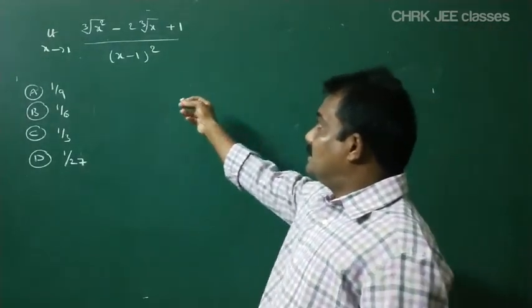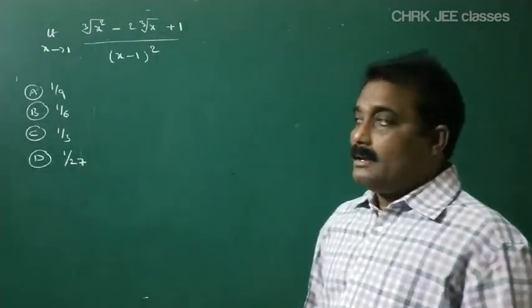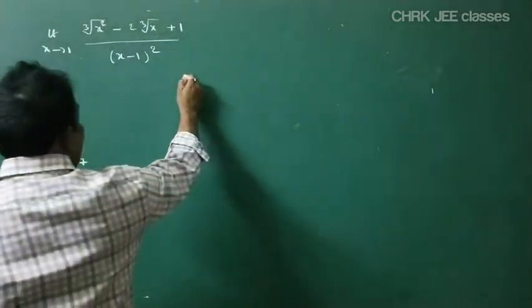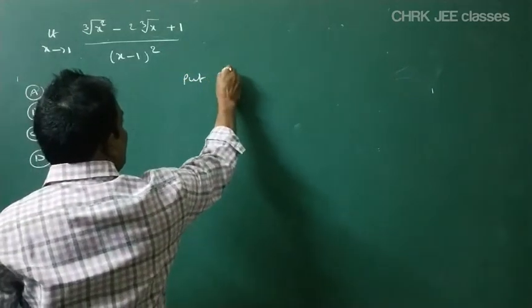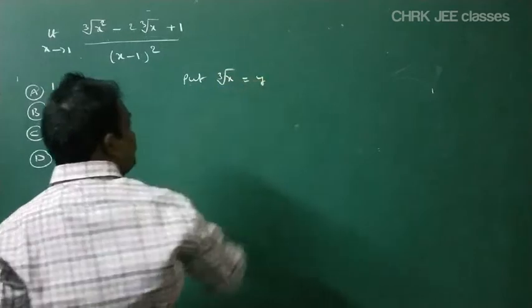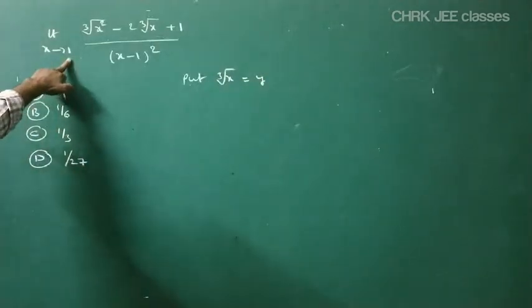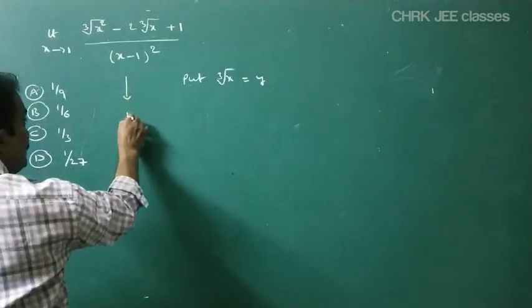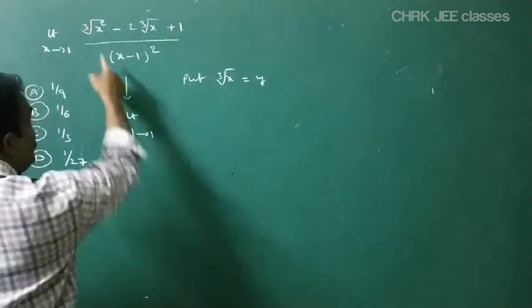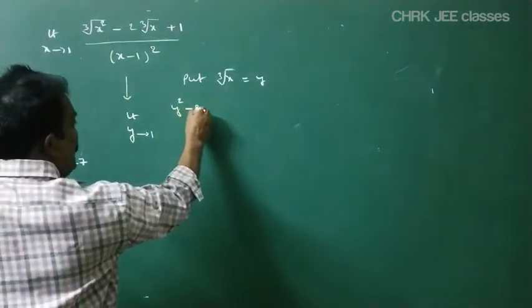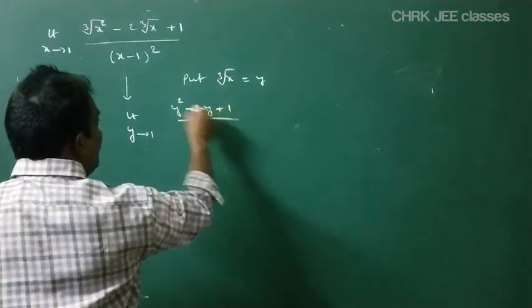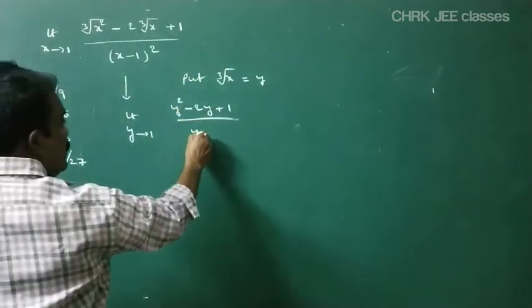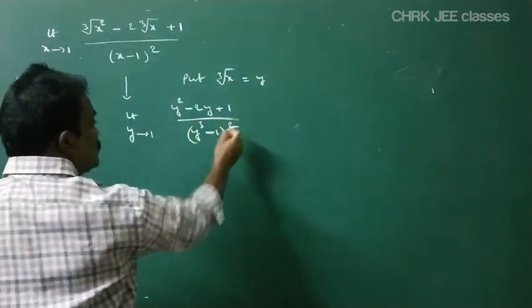Generally we are doing these sums by L'Hospital's rule, but here I am explaining in another way. For that I am taking cube root of x as y. If x tends to 1, y also tends to 1. So this becomes limit y tends to 1, y square minus 2y plus 1 by, since cube root of x equals y, then x becomes y cube minus 1 whole square.